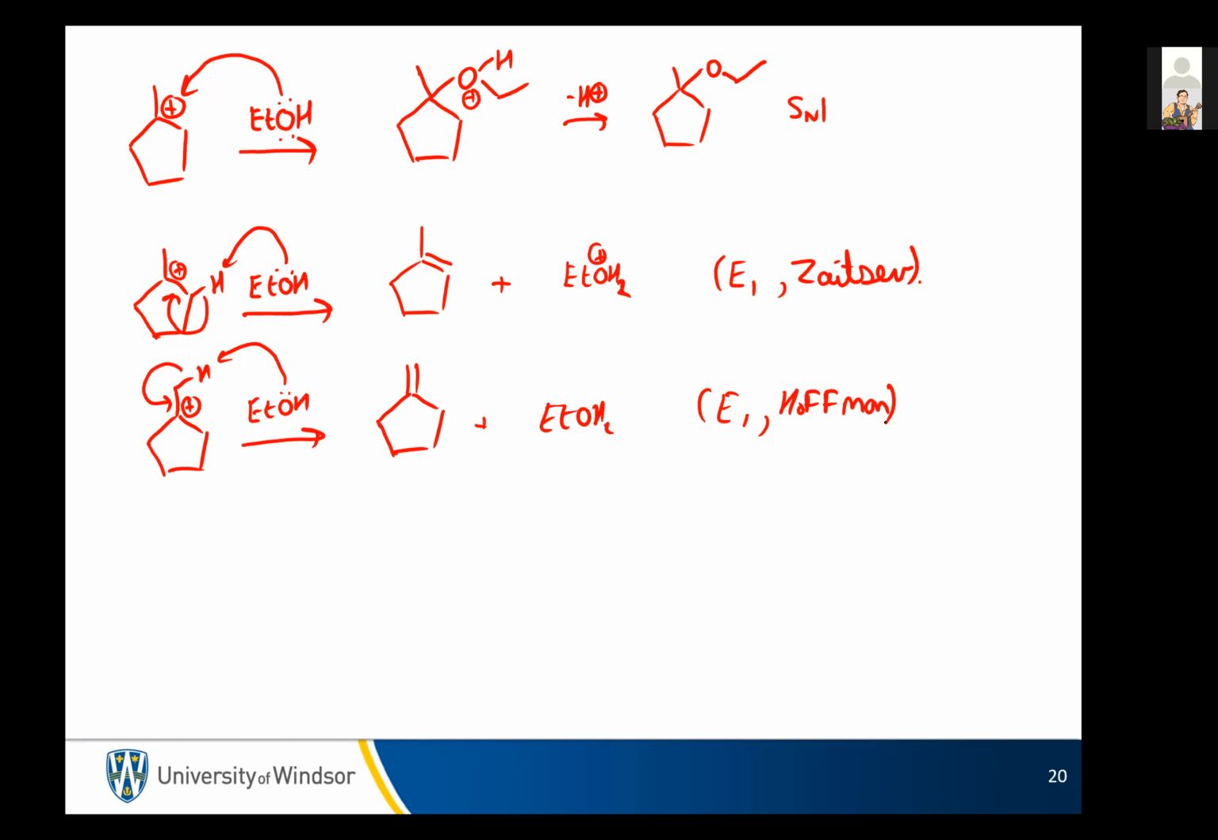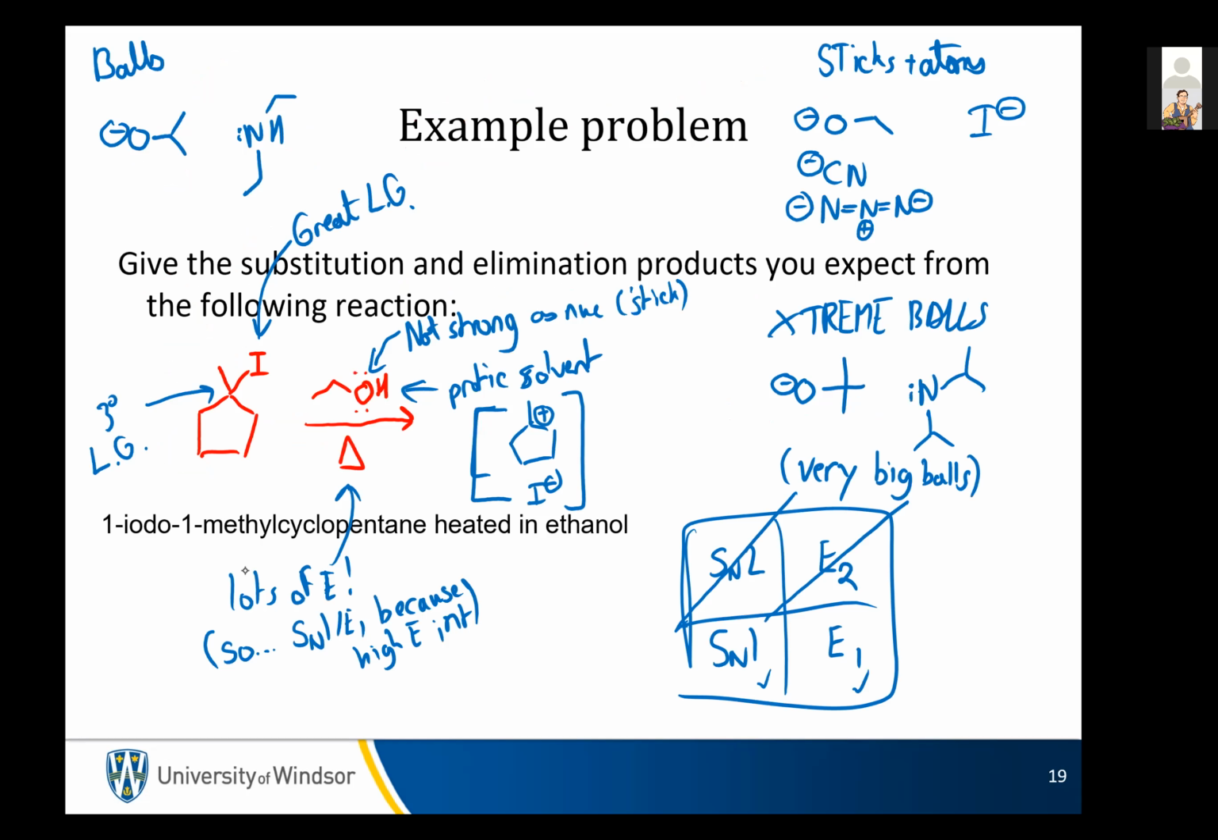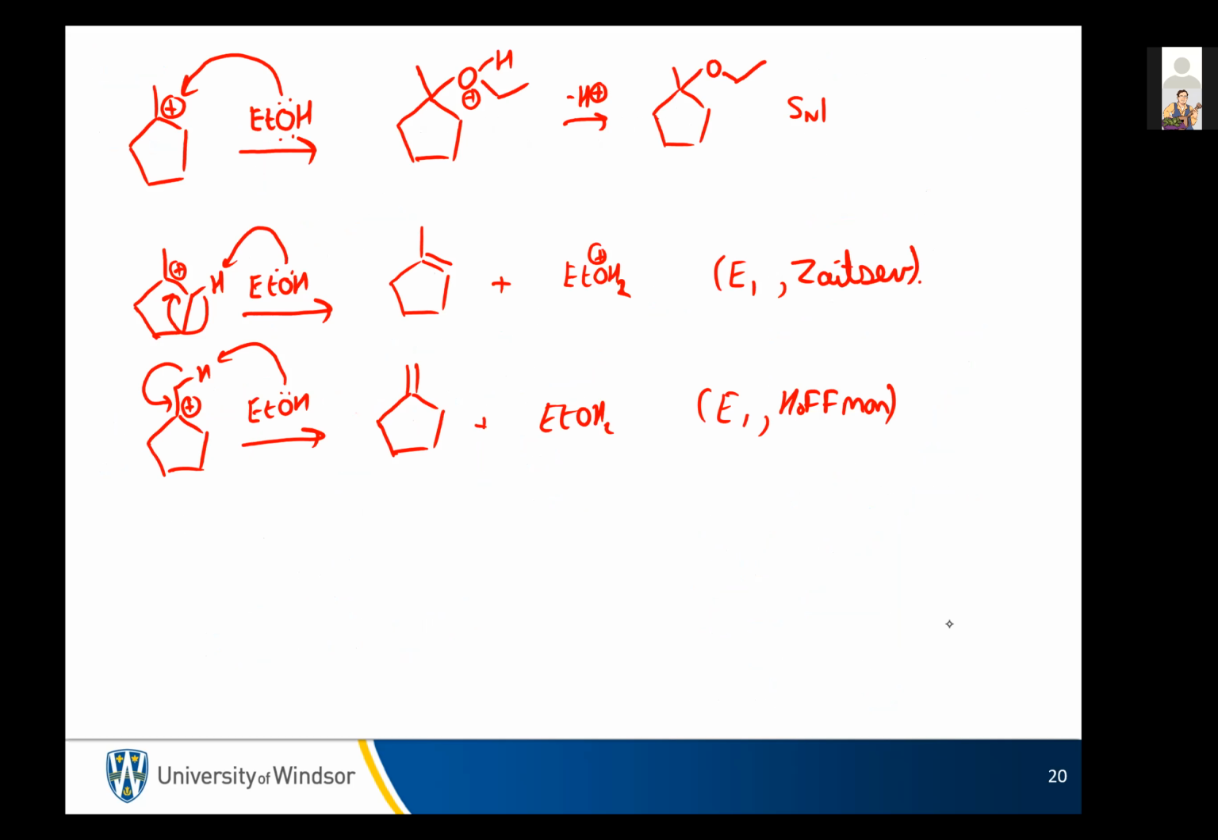Okay, so we got a Hoffman, we got a Zaitsev, and we got an SN1. Relatively simple, and it's upside down for me, probably right side up for you. Relatively simple, except it really, really isn't. Now we're trying to think about which one of these is more likely. The question asked, give the substitution or elimination product you expect from the following reaction. Drawing all three of those would be acceptable. But they're not equally likely.